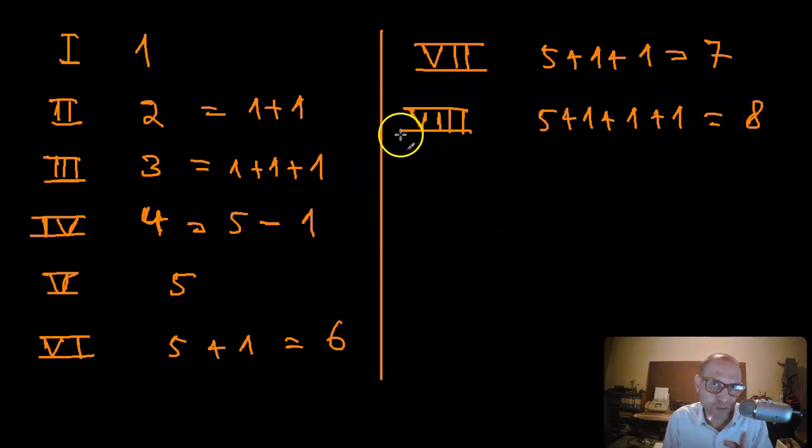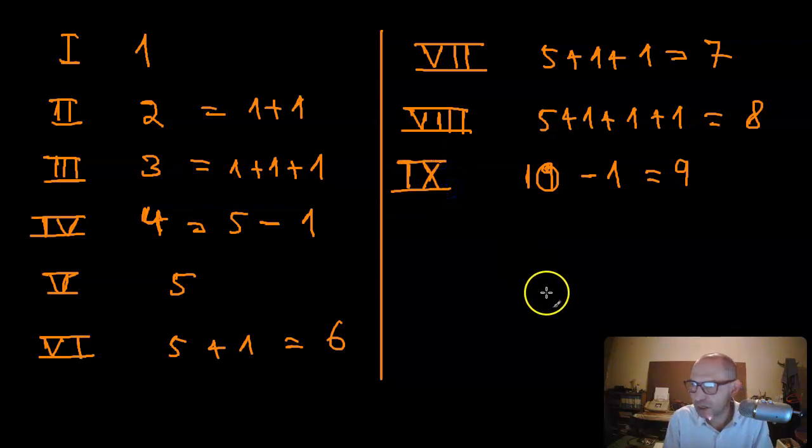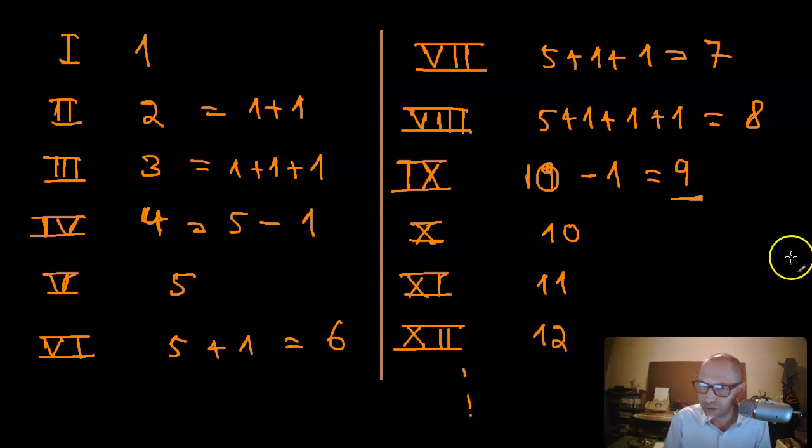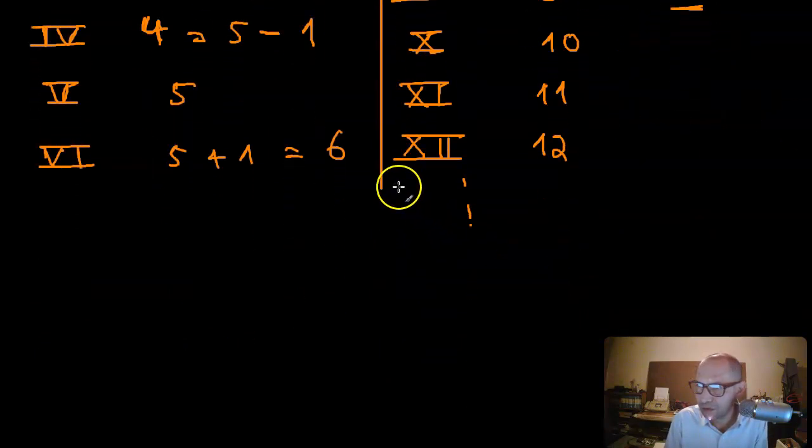A 9 would be a 5 plus 4 ones, which is not possible because the 1 can occur only up to 3 times. So for a 9, you could write it as a 10 minus 1, which is a 9. That is a 9. A 10 is, of course, a 10. An 11 would be a 10 and a 1. A 12 would be a 10 and 2 ones, and so on and so forth, right? So you can keep going with this until you get to a 20.